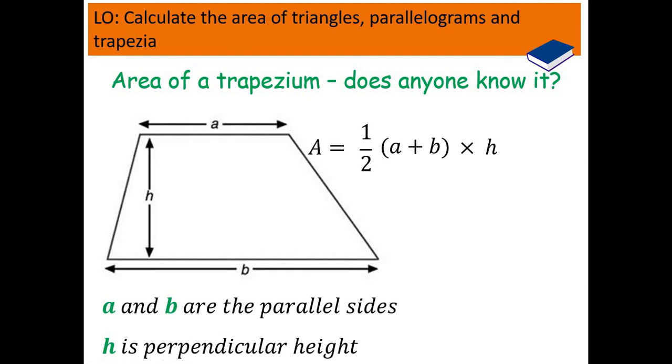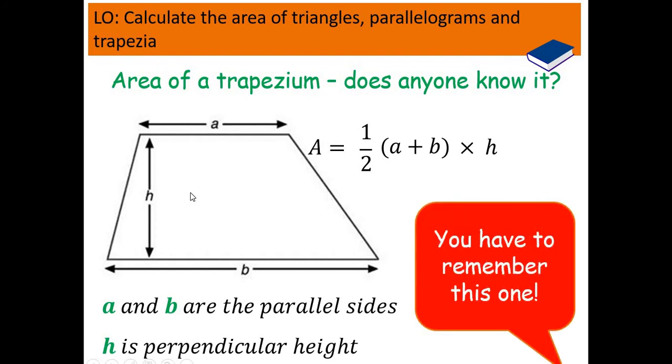And we would use BIDMAS on this, so we would add A and B together first because they're in our brackets. Brackets first. Then we'd move on to our division and our multiplication. So A plus B, work out what that is, and then half it and multiply it by the height. So let's have a look at that with an example with some measurements on.